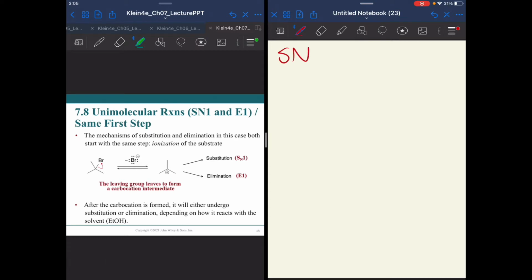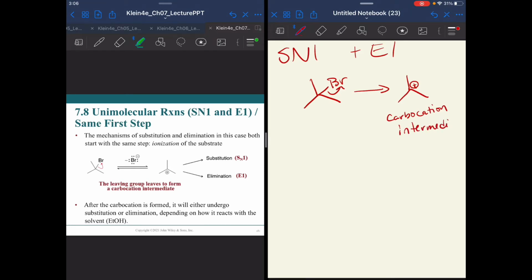So the rate determining step for both SN1 and E1 is the same. The first step is the same. That's why we look at these together. And it is a loss of a leaving group. But you notice there's no nucleophilic attack happening. There is no proton transfer happening. The leaving group leaves on its own. So we wind up with a carbocation intermediate.